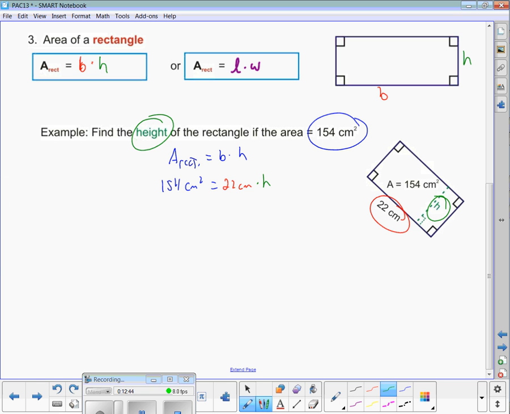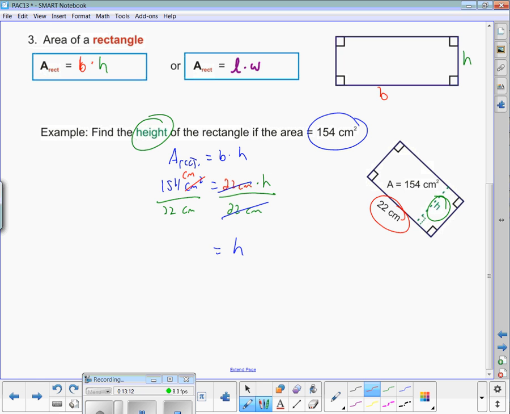So where I'm at, use my formula, area of a rectangle is base times height. Put in the area for the area, put in the base for the base. How would you solve this equation? Things multiplied times variable, you move by multiplying by the reciprocal, or you can use the shortcut and divide both sides by 22 centimeters, right? Look what happens on the left. Our h is isolated.